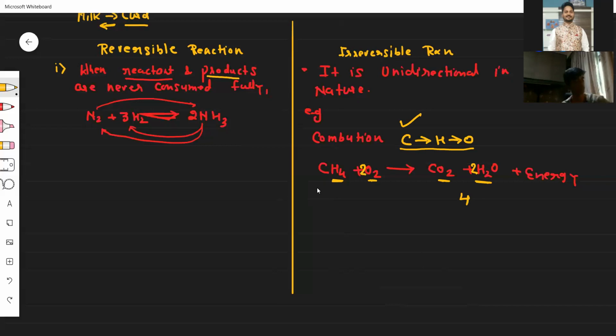I just want to tell you that this is irreversible. Once the methane got converted into CO2 and water, you're not able to get methane gas back. Apart from that, another irreversible example, which I have given you just now, is the baking of a cake. These are a few day-to-day life examples which we see in our house, where the conversion is irreversible.